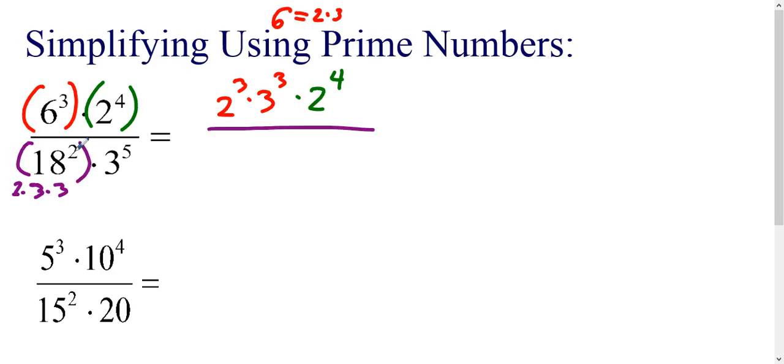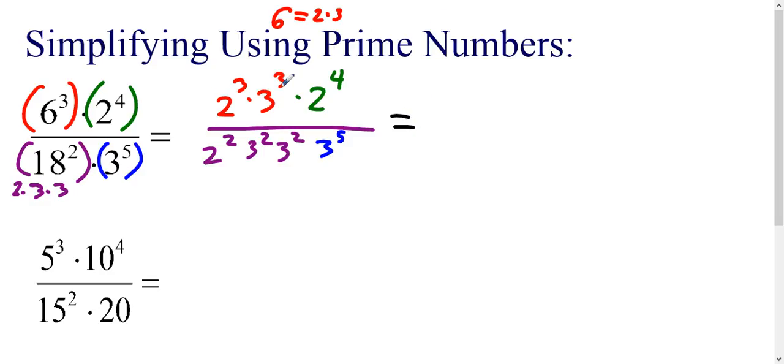So that would be 2, 3, and 3, each with an exponent of 2, because 18 had an exponent of 2. So that's 2 squared, 3 squared, 3 squared. And then you also have that 3 to the 5th. So if you simplify this down to all the prime numbers, you can see all it is a bunch of 2s and 3s. A whole lot of 2s, a whole lot of 3s.